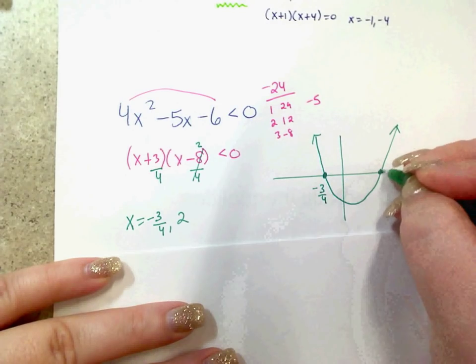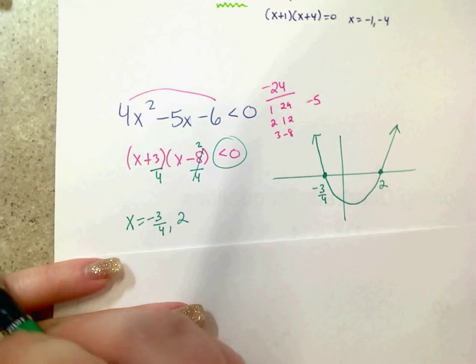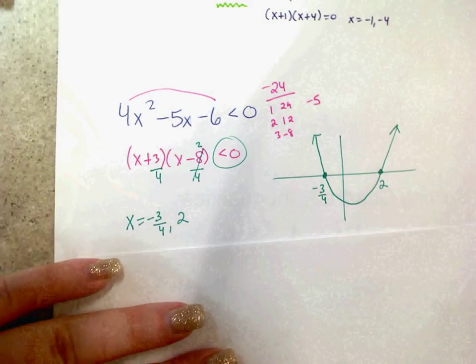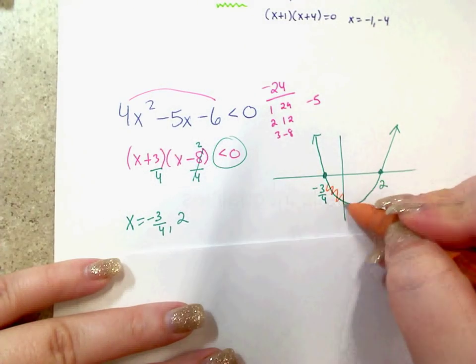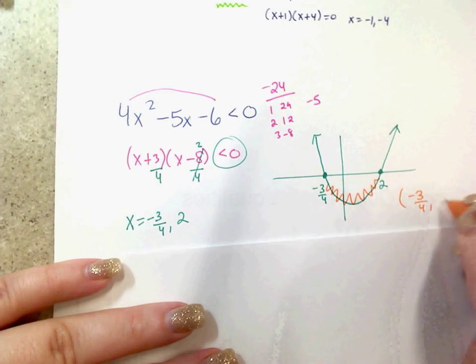And the question was, when is it less than 0? So it is less than 0, but not equal, just in between them. So it is in between them, so my final answer is parentheses, negative 3/4, comma 2. And there's my answer.